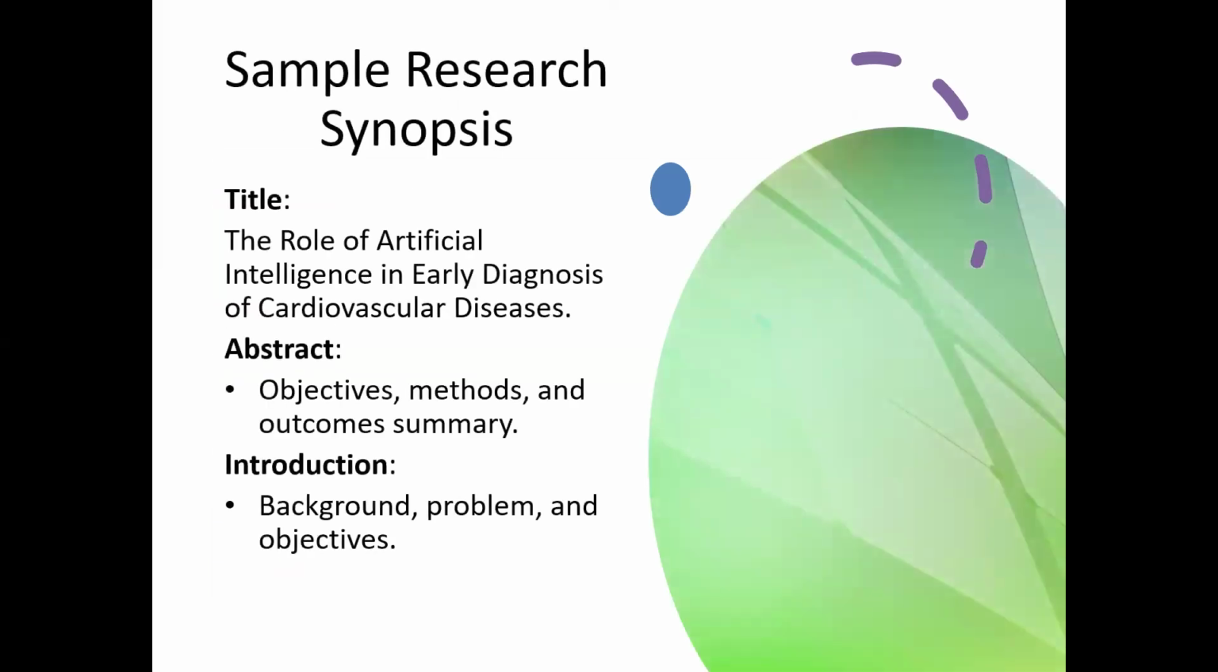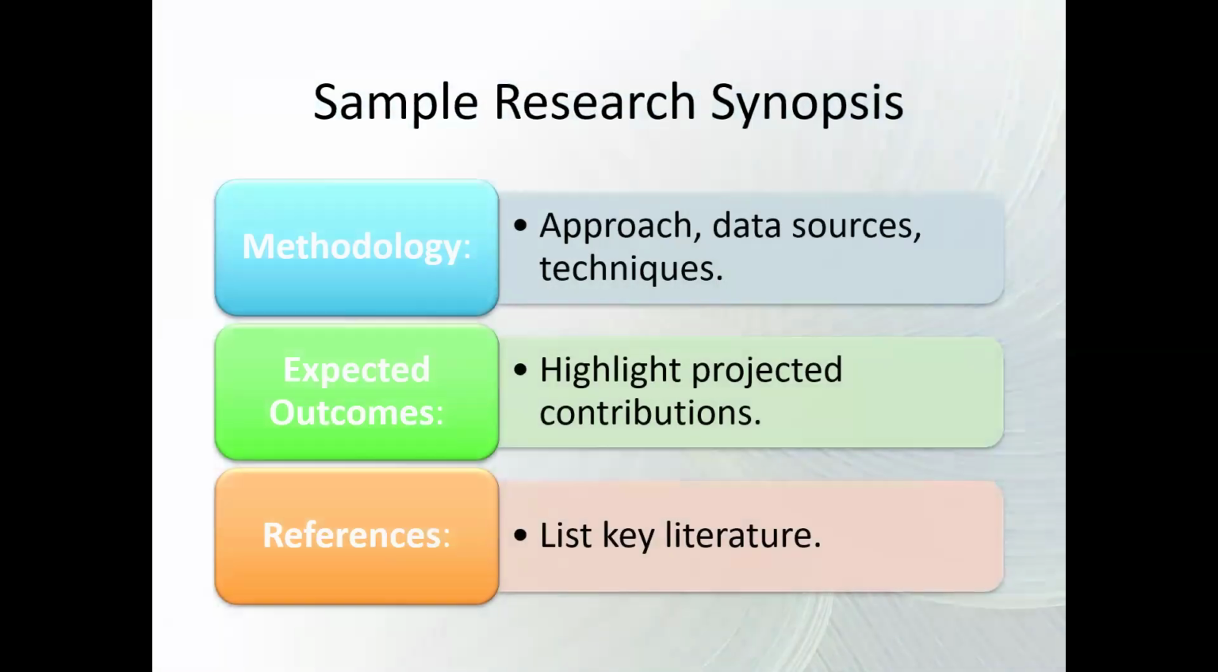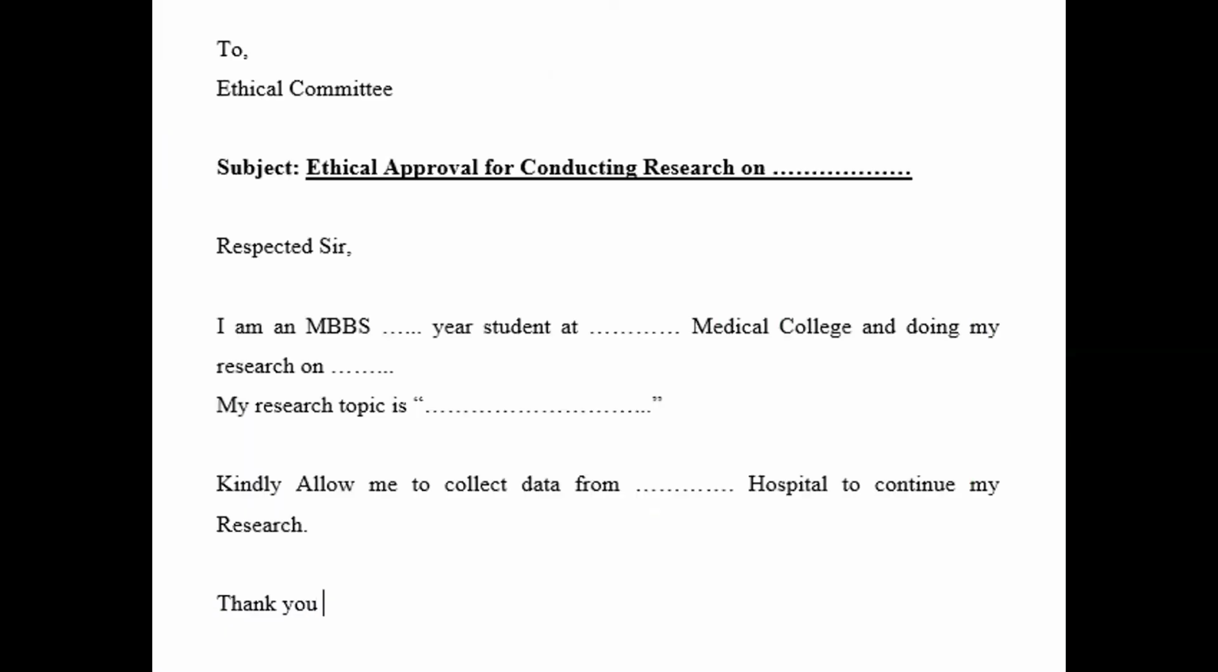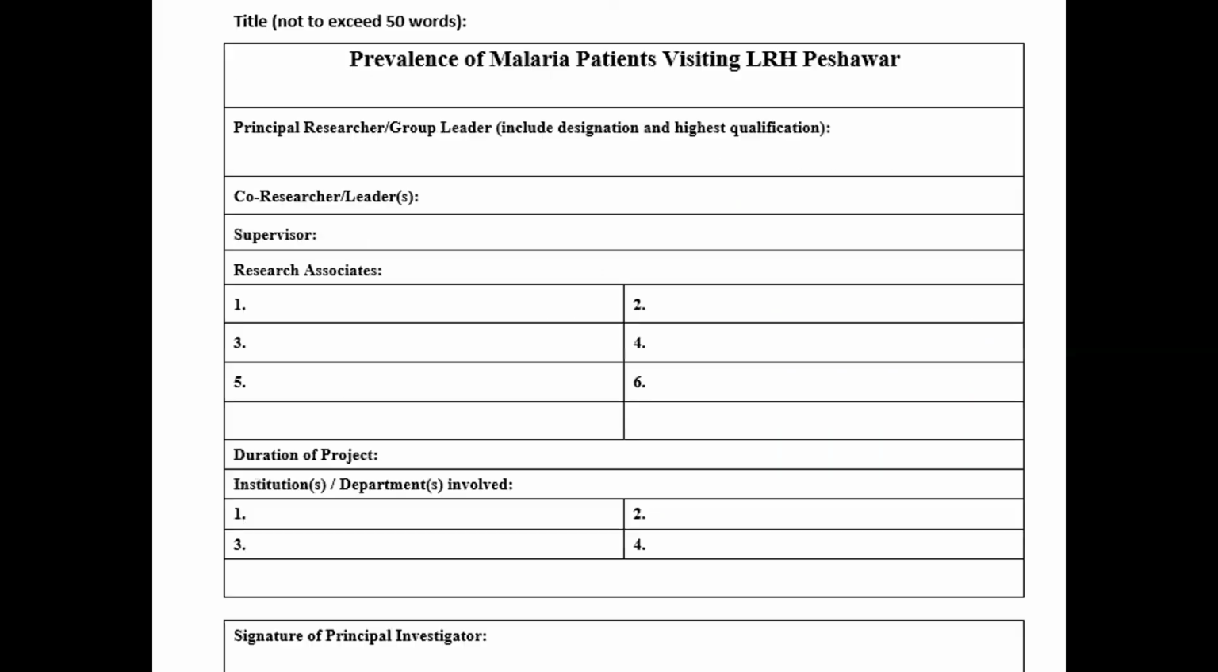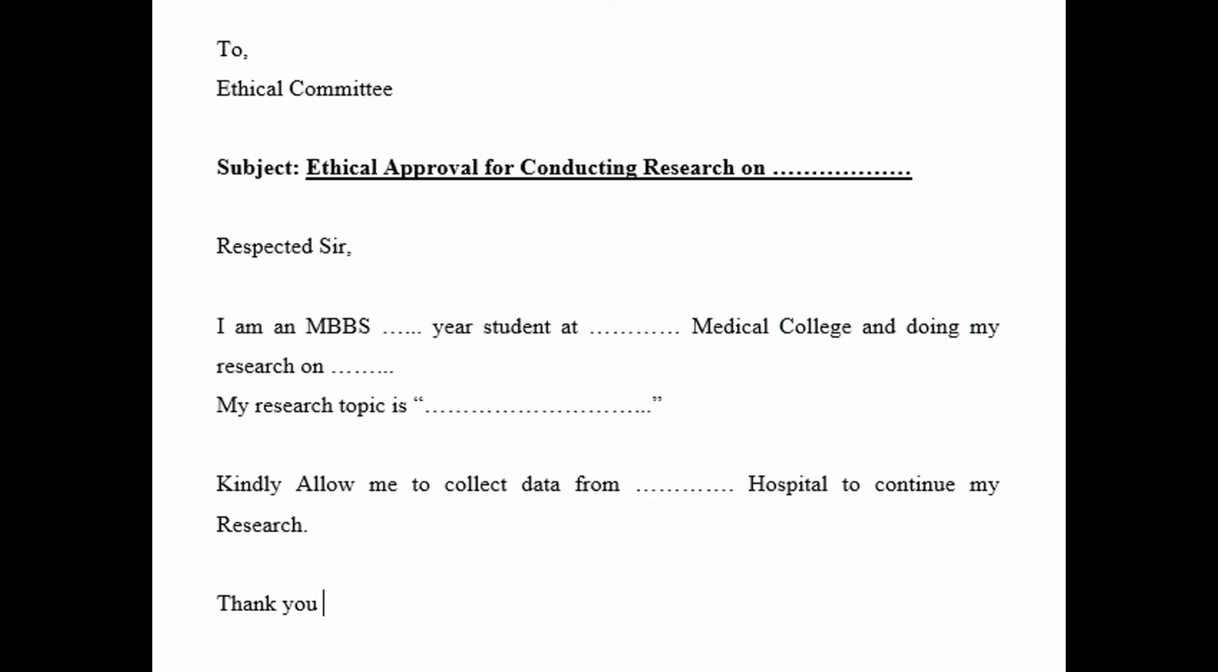And this is a sample research synopsis, where you have to write the title, then abstract, objective, methods, and outcome summary, and then introduction. In the introduction, you discuss the background, problem, and objectives, and then in methodology, you have to describe the approaches, data sources, and techniques which you have used, and expected outcomes. You have to highlight the projected contributions, and in the references, you have to list key references. So these are simple examples of a research synopsis, where ethical approval is also necessary.